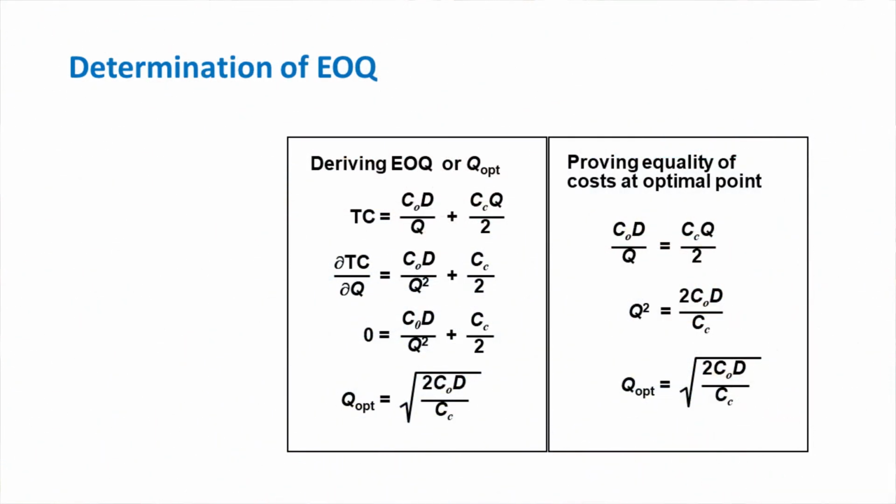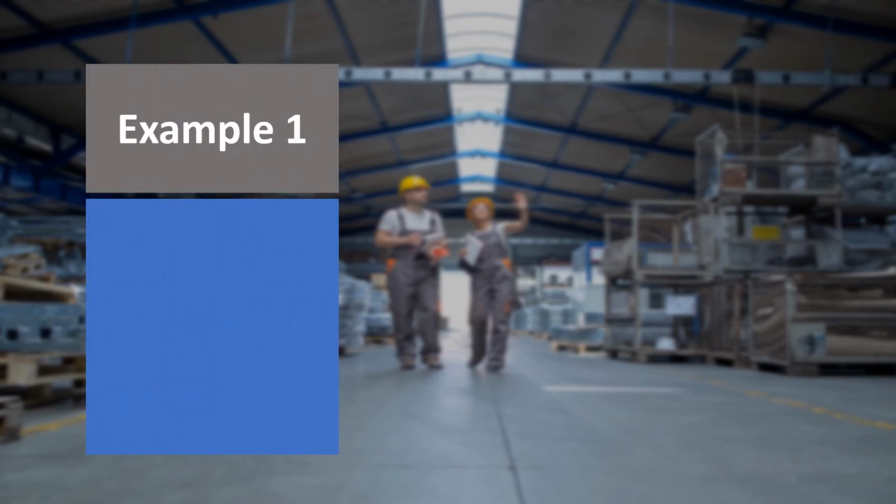So you differentiate total cost with respect to the order quantity. After derivation, you find Q optimal, or economic order quantity, as the square root of 2 multiplied by ordering cost multiplied by annual demand, divided by carrying cost. So let us take an example to understand how EOQ is calculated.